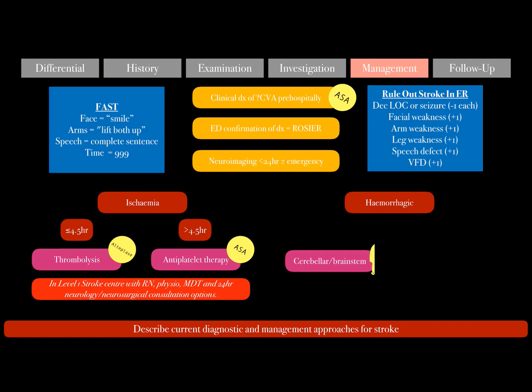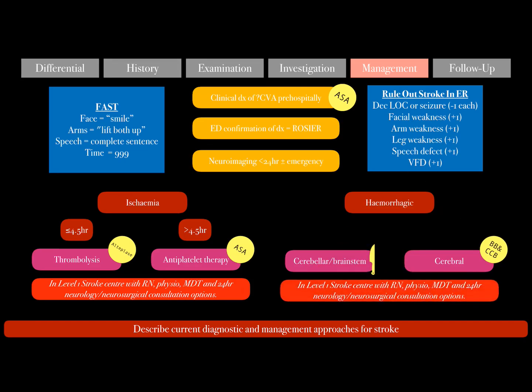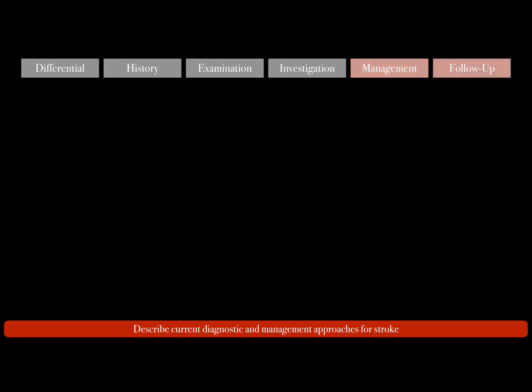Hemorrhage, if it's cerebellar or brainstem, we will evacuate the blood if neurosurgical consult agrees. But if it's cerebral, often we don't evacuate because evidence shows that actually outcomes are worse if we try to intraparenchymally operate. So we give beta blockers and calcium channel blockers. We just treat conservatively a cerebral bleed. And again, back to the level 1 stroke centre.